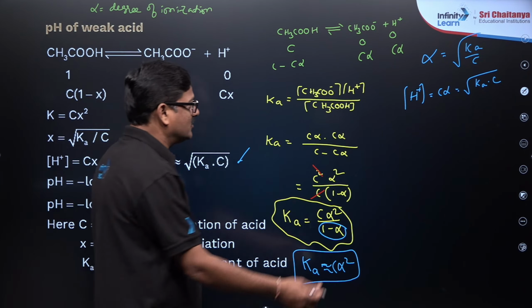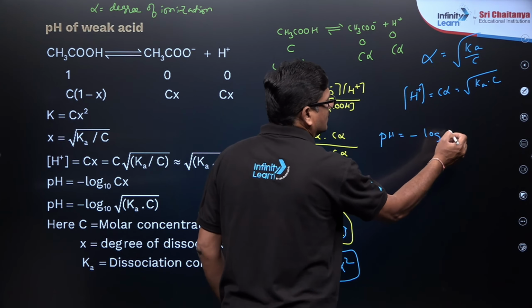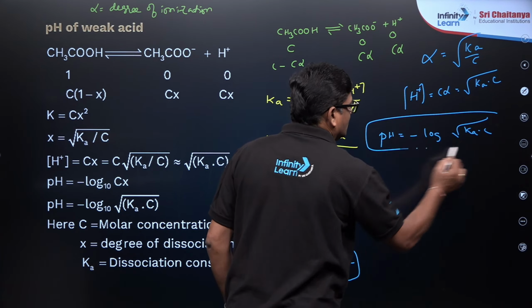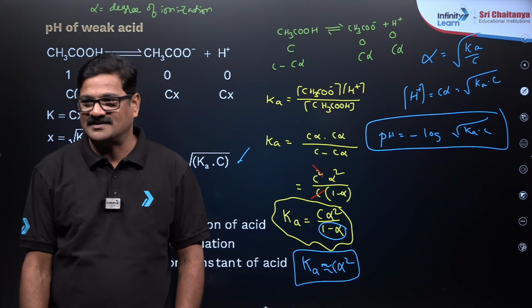Now we can take the negative log of this. So pH is equal to negative log of root Ka dot C. Ka is equal to the acid dissociation constant. C is the molarity of the acid.